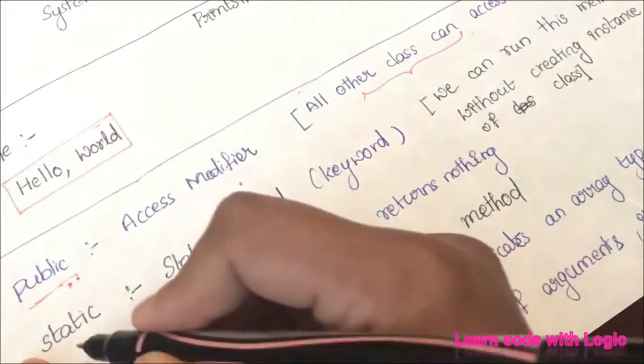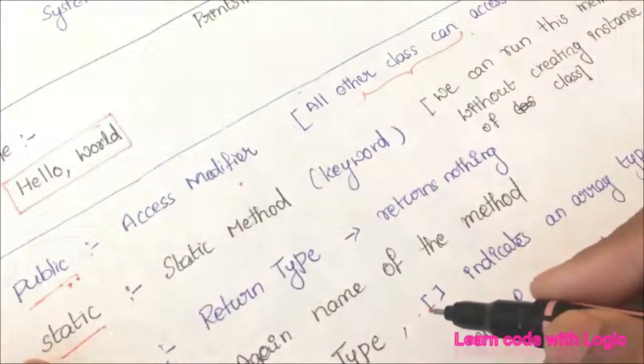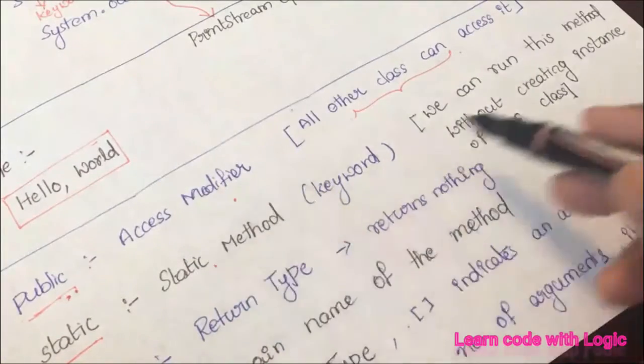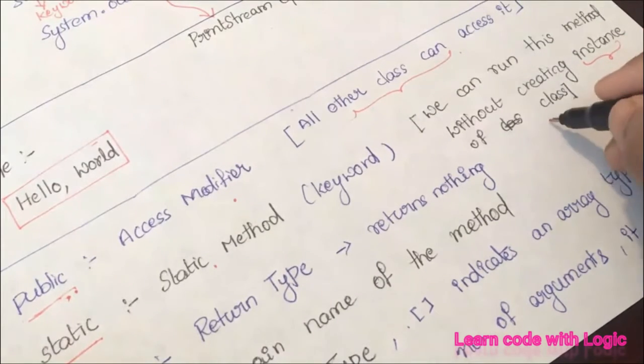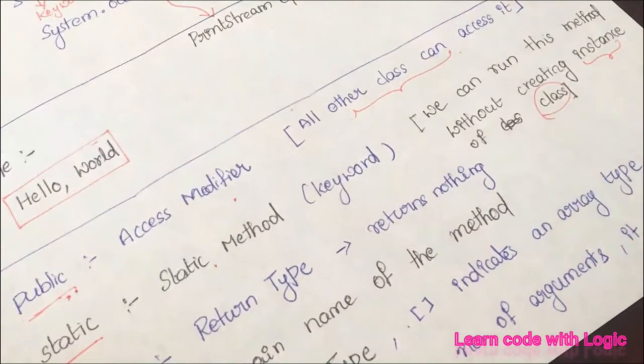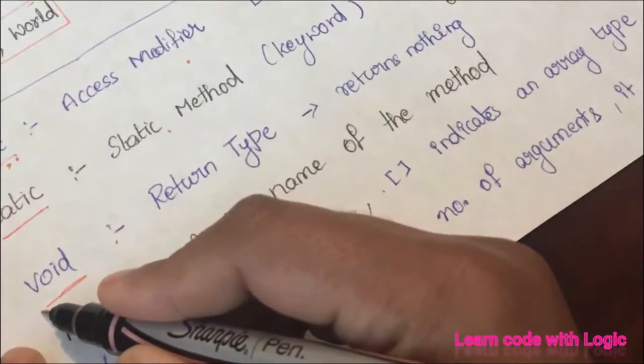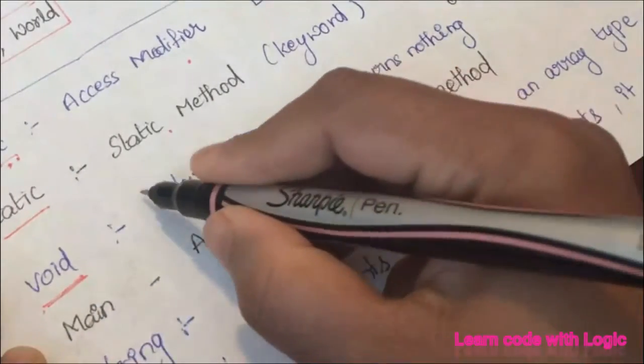And let's see the static keyword. This is the static method. We can run this method without creating an instance of a class, meaning we can run it directly. The next keyword is void. Void is the return type.